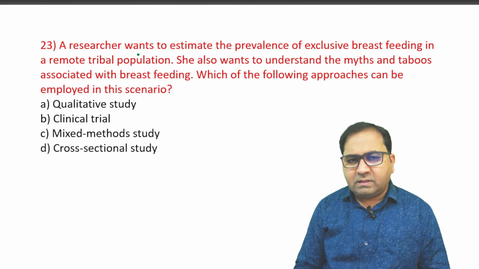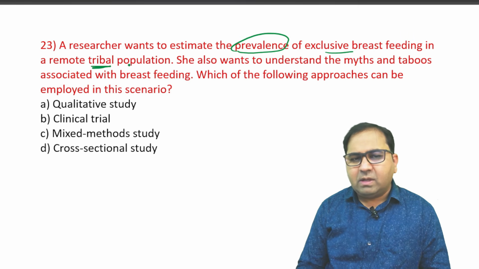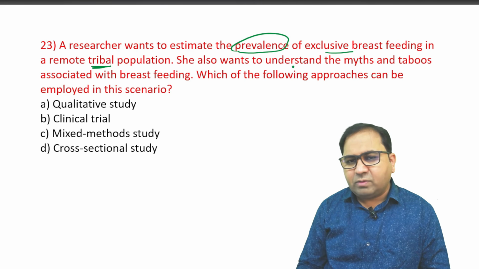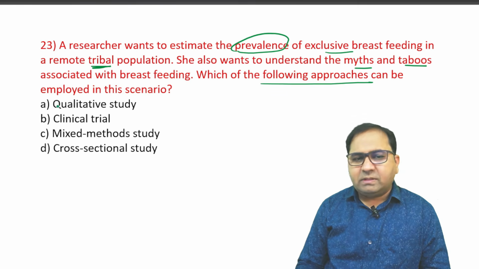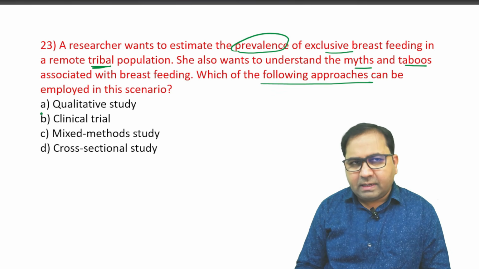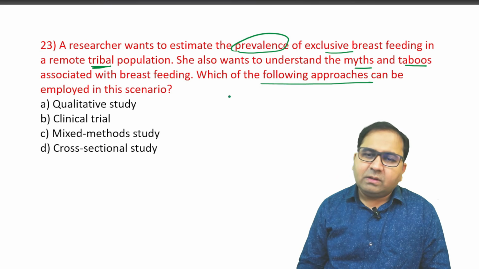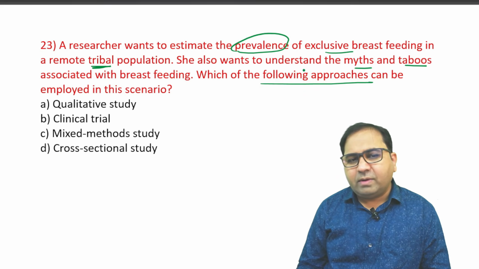Next question. A researcher wants to estimate the prevalence of exclusive breastfeeding in a remote tribal population. She also wants to understand the myths and the taboos associated with breastfeeding. So which of the following approaches can be employed in this situation? The options are A. Qualitative study, B. Clinical trial, C. Mixed method study, or D. Cross-sectional study. So in this situation, you will use a mixed method study.